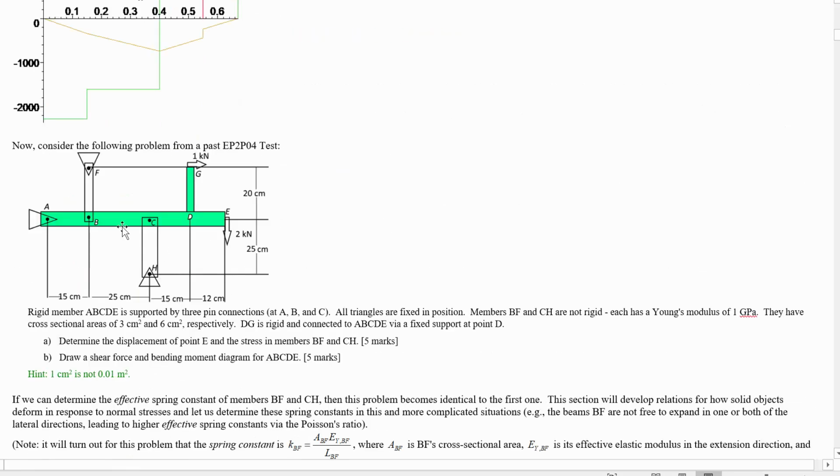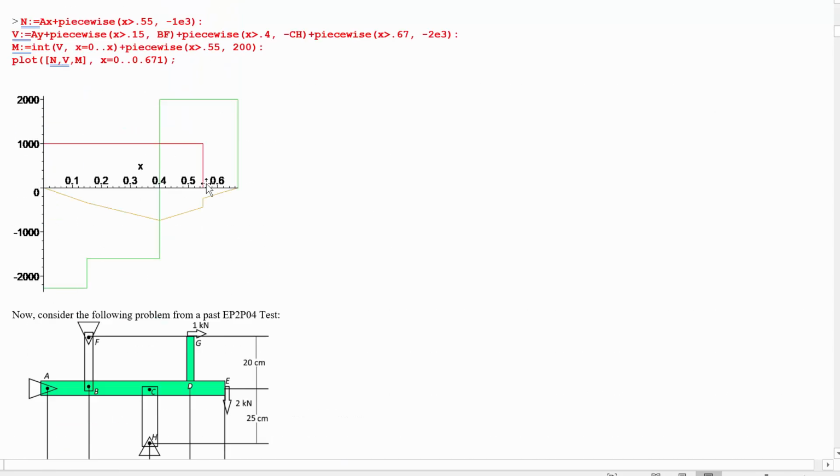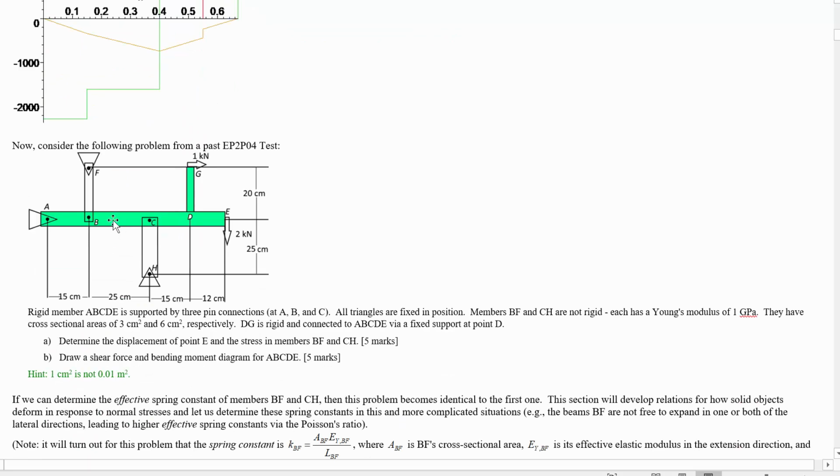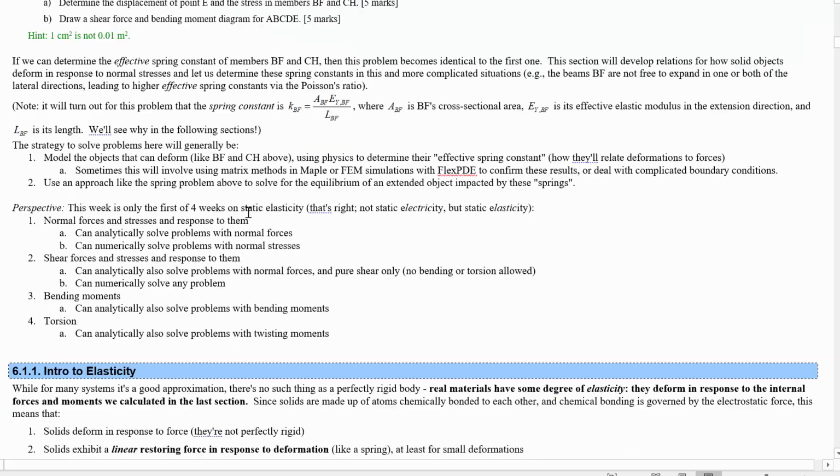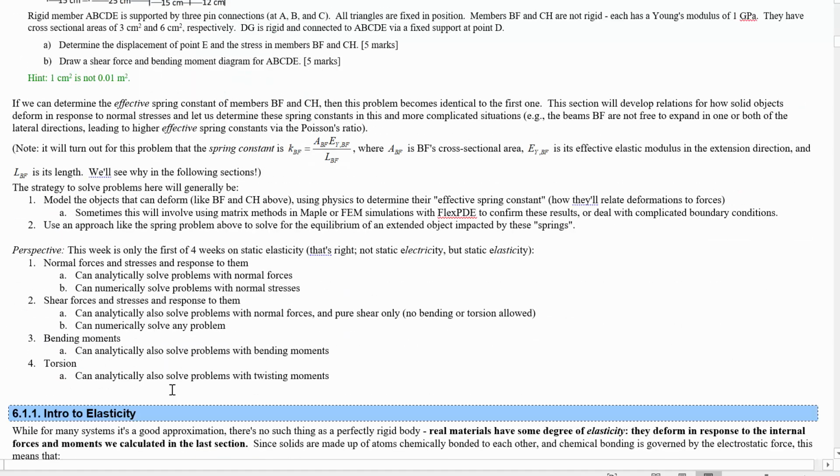So this week, we can still solve for the shear forces on a rigid object like this green beam and make diagrams like this, but we can't look at how these shear forces will make this object deform. That is going to take us a few weeks to build up in general.